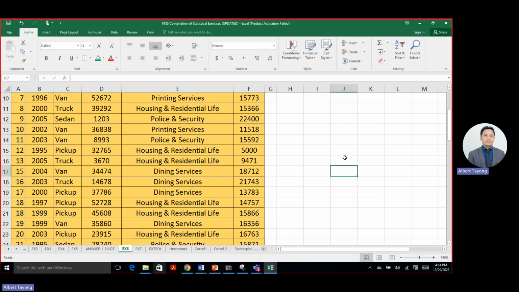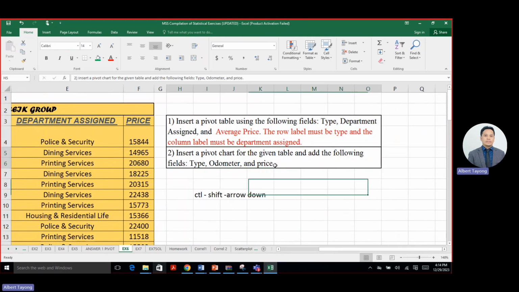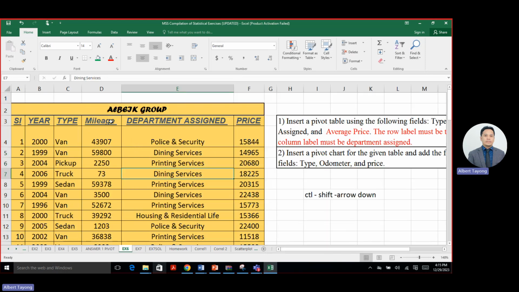Now for number 2, you are asked to insert a pivot chart for the given table and add the type, odometer, and the price. Odometer is the mileage, so you can also change that, or no need. Mileage equals this odometer reading. That's why in front of your steering, when you're driving, you see the word odo. It's telling you how many kilometers. In the UK and other parts of the world, they use miles. That's why it is called mileage.